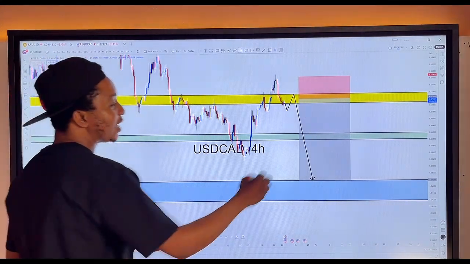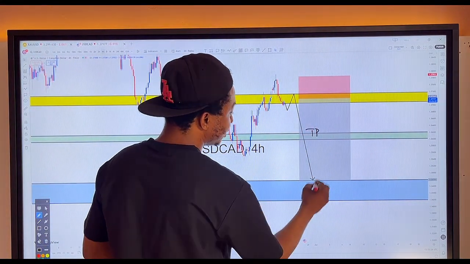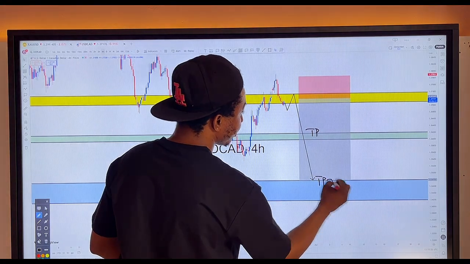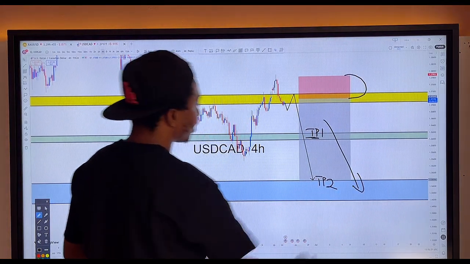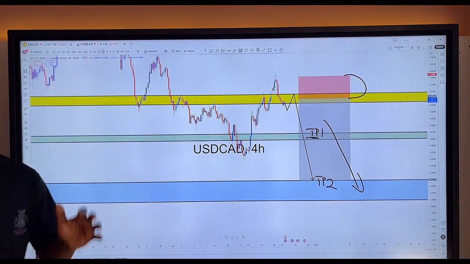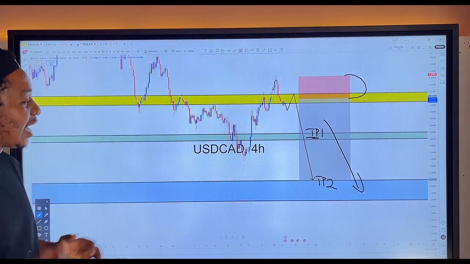TP1 will be at the next daily support level. TP2 will also be here. Once we hit TP1, what do we do? We move stop loss to entry, and go on to reach our final target. So USDCAD, this is the full and complete technical analysis for today.